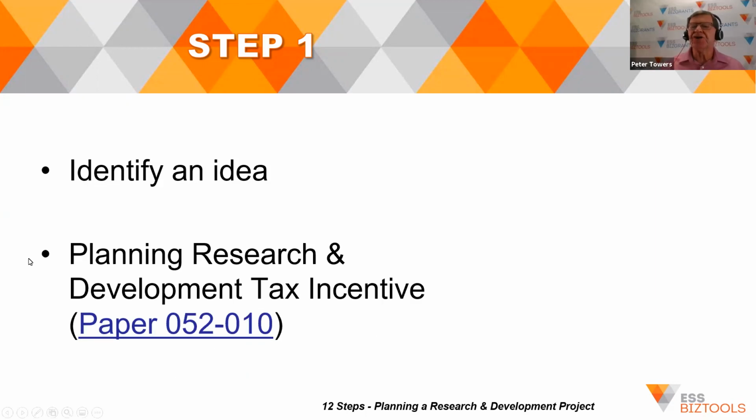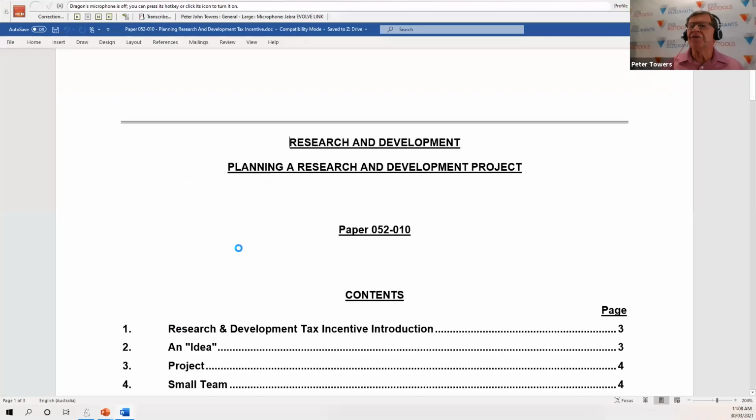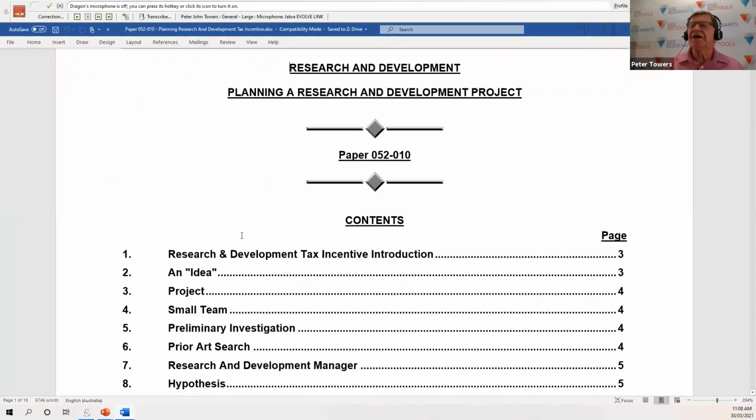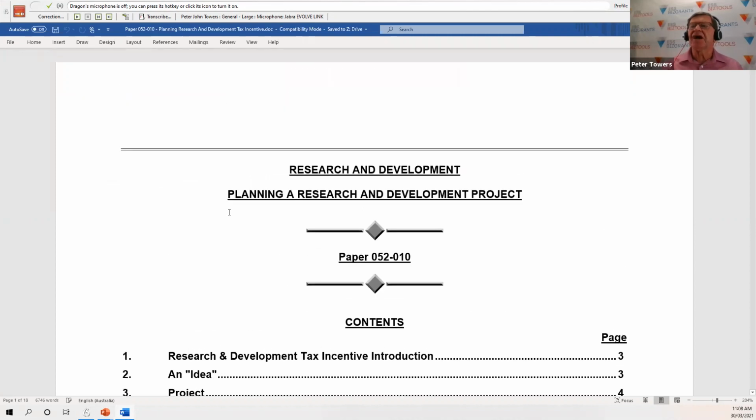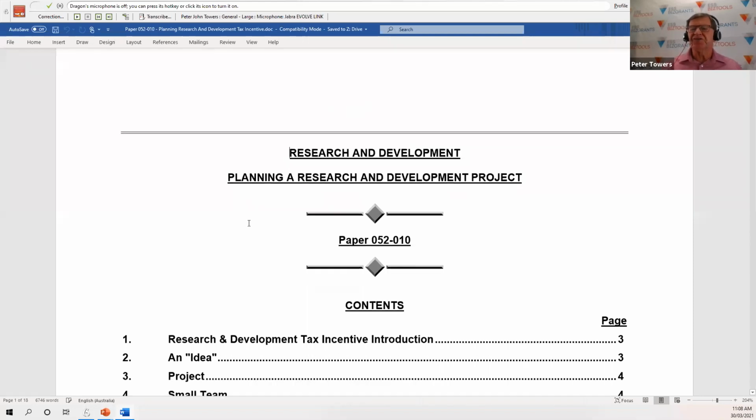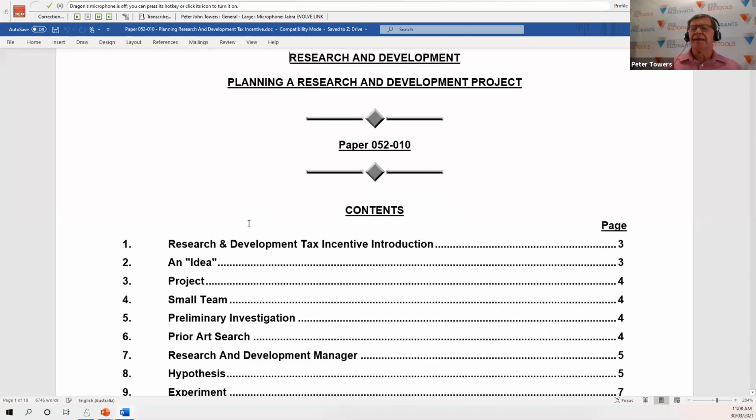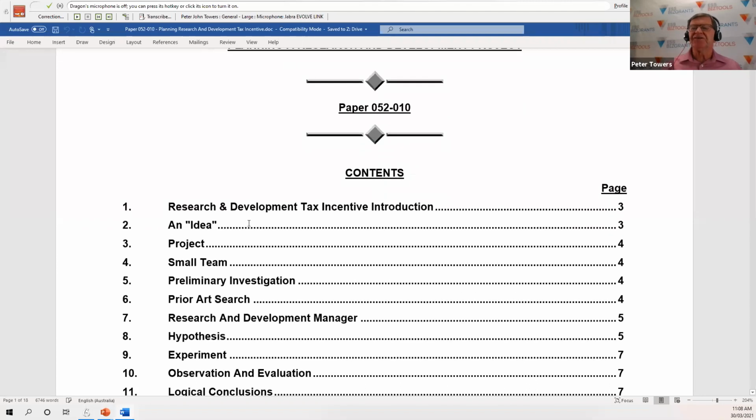And I just want to show you the paper which we have developed within ESS BIZTOOLS that will give you an overview of the planning a research and development project. Now, for accountants, this space above these double lines is for you to brand this material so you could send it to your clients or prospects. There's an extensive list of contents.